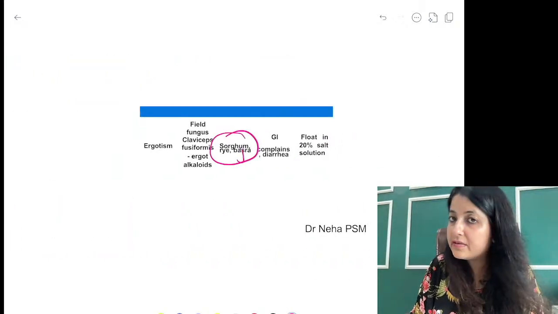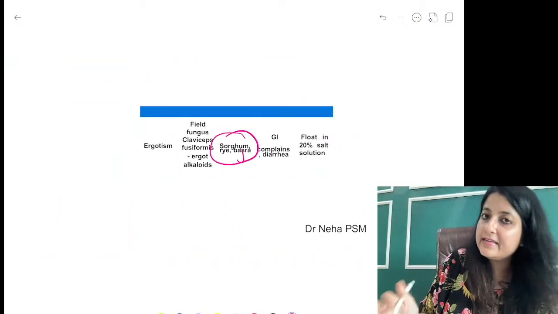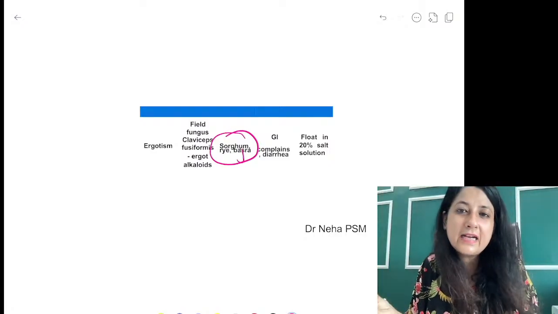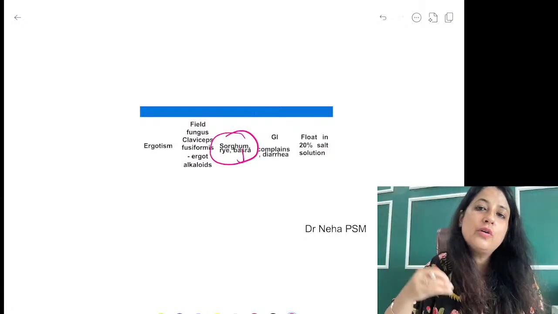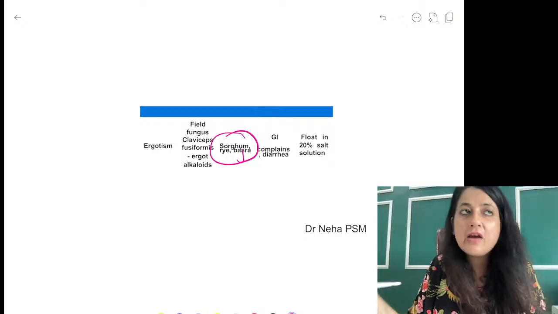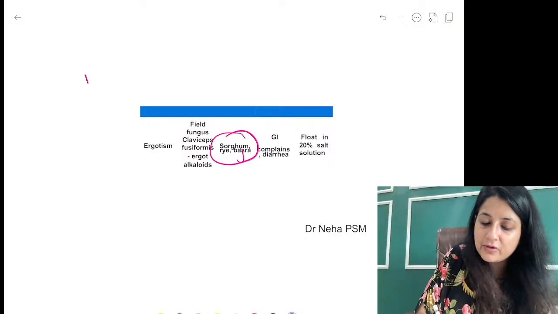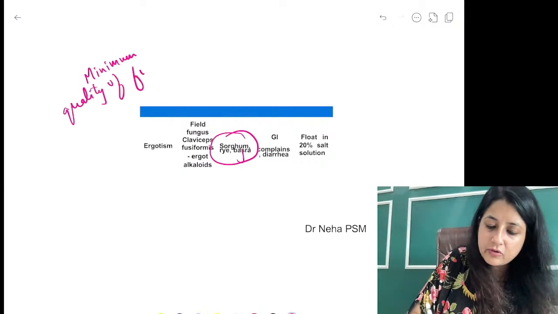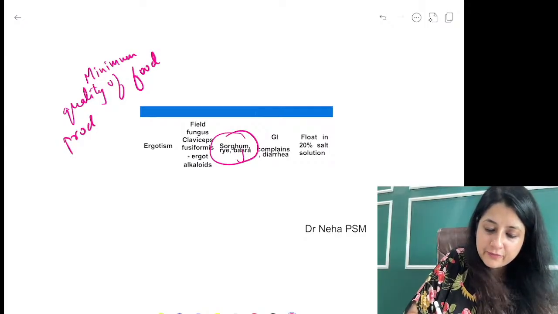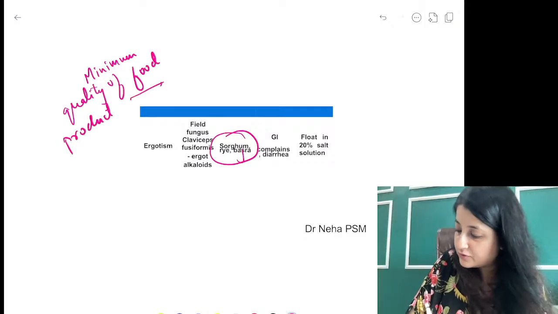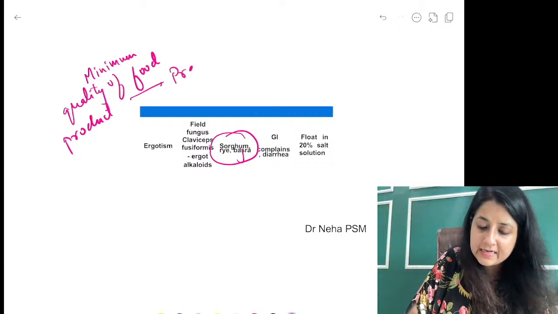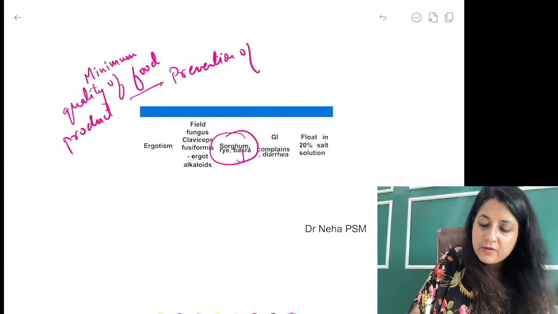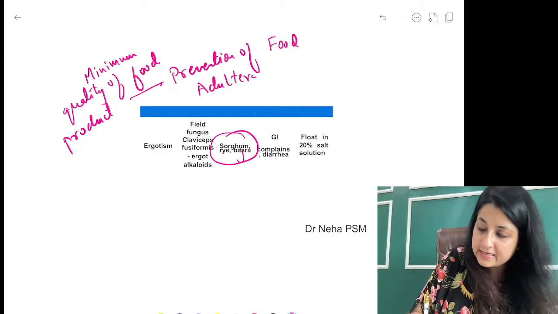Okay, autism is sorghum, rye, bajra. And guys, how will you ensure? See, what is adulteration? We are adding something to the food that is going to affect its quality. So how do you prevent this adulteration? You have to remember minimum quality of food products. Okay, minimum quality of food product is according to which act? Minimum quality of food product is according to Prevention of Food Adulteration Act. Okay, PFA Act.